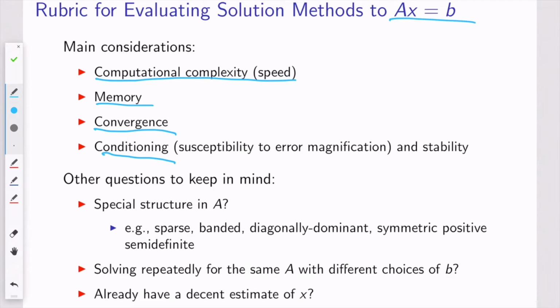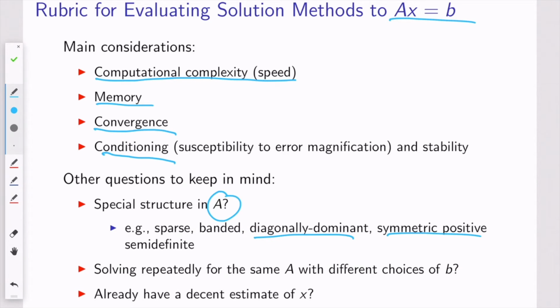Some other things to keep in mind are, does your matrix A in your Ax = b problem have any special structure? A lot of problems have special structure. The matrix might be sparse, which means most entries are 0. Or it might be banded, meaning there are patterns that go along diagonals. There's a property called diagonally dominant. There's a property called symmetric positive semi-definite. Don't worry if you don't know what all these mean right now. But depending on the structure of A, some algorithms might be more appropriate, faster, and so forth.